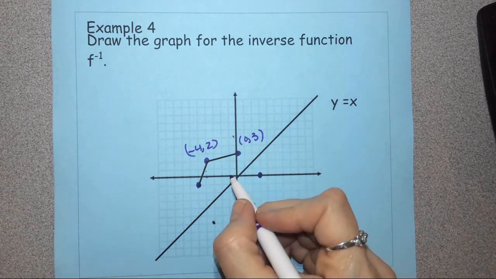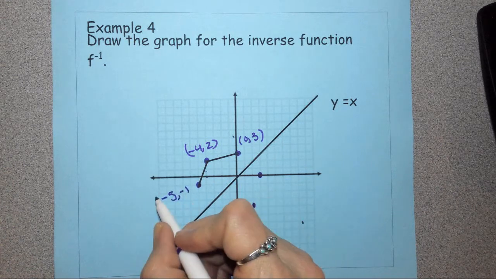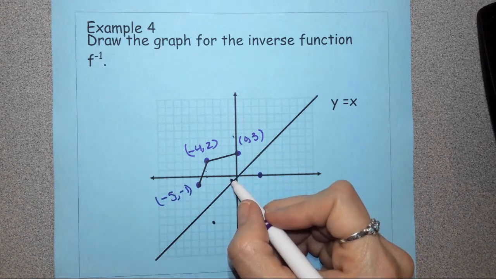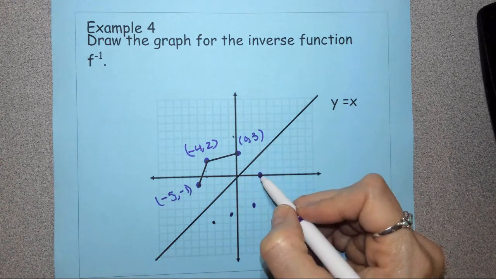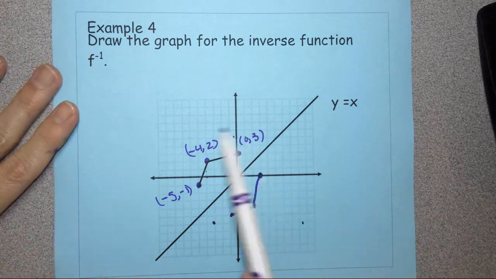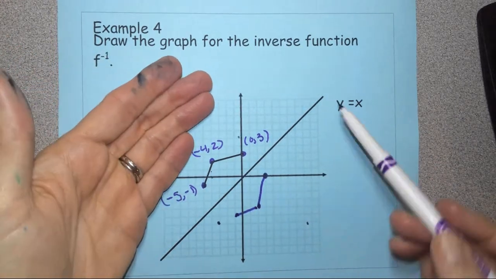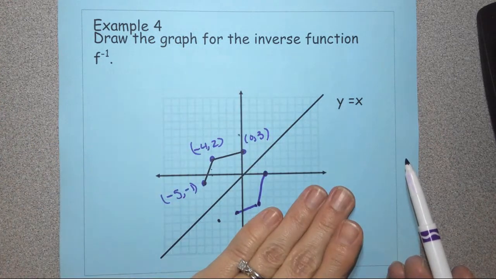And then this point over here, 1, 2, 3, 4, 5, that's (negative 5, negative 1). So I'm going to graph (negative 1, negative 5), 1, 2, 3, 4, 5. And I'm going to connect them. And you'll notice if I were to take this top half and flip it over this line, y equals x, it would lie right on top of itself.